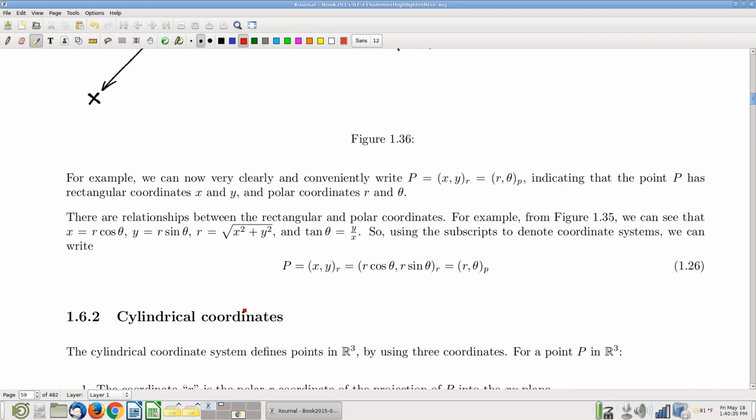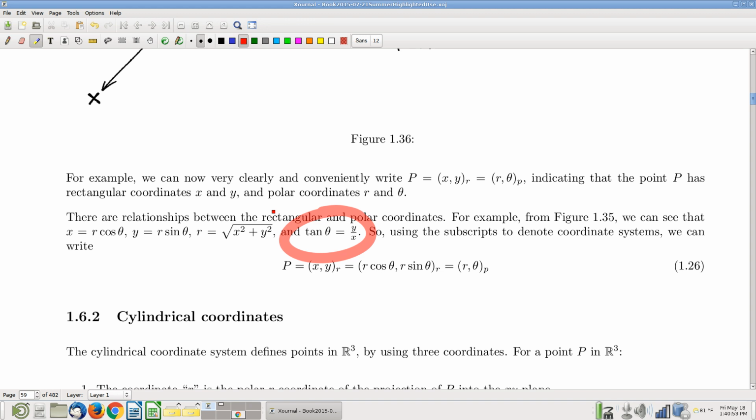And x is r cosine theta, y is r sine theta. It's real easy to do that exercise. And then tan theta is y over x. Not hard to persuade yourself of that one.